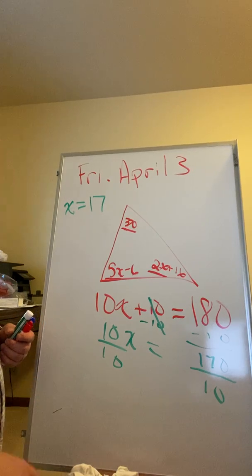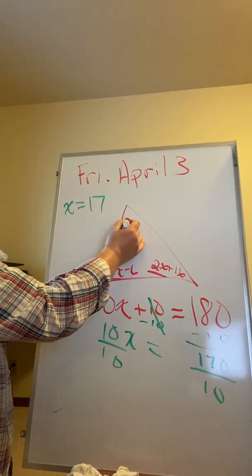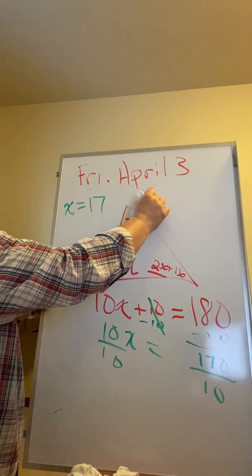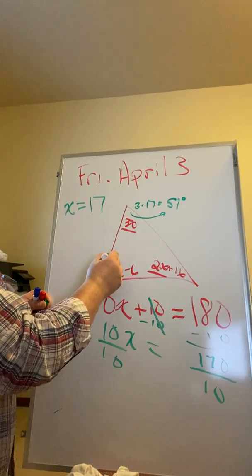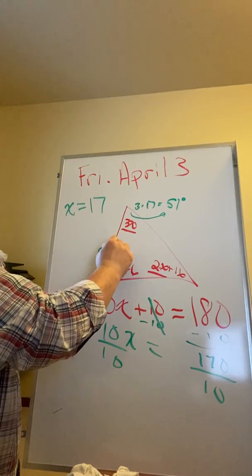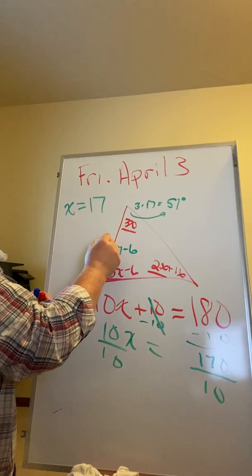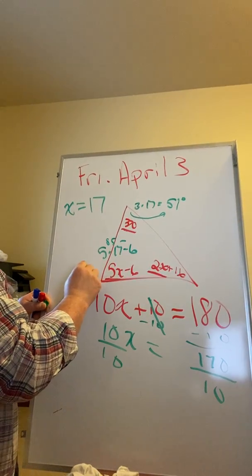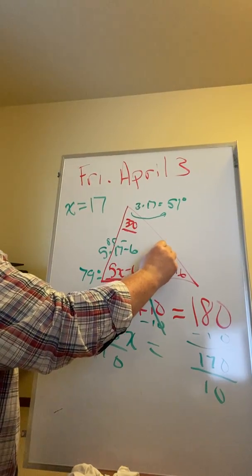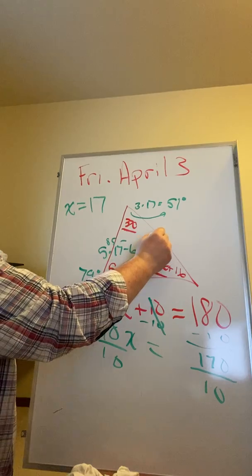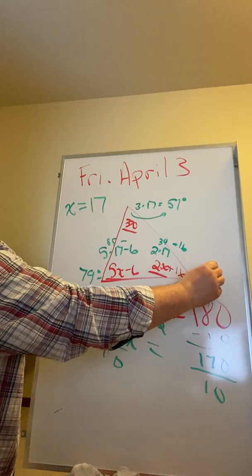They asked for the measure of each angle. So I have to go into this and change the x into 17. 3 times 17 is 51. So that angle measure is 51 degrees. 5 times 17 is 85. Minus 6, 85 minus 6 is 79. That's 79 degrees. And last, 2 times 17 is 34. 34 plus 16 is 50 degrees.